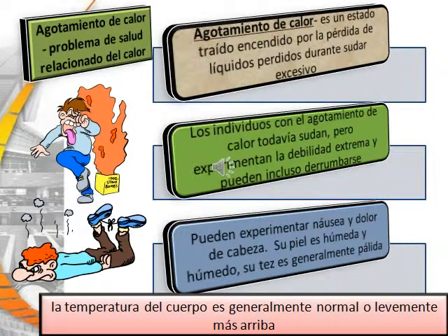Heat exhaustion is a state brought on by the loss of fluids caused by excessive sweating. Individuals with heat exhaustion still sweat, but they experience extreme weakness and may even collapse. They may experience nausea and a headache. Their skin is clammy and moist. Their complexion is usually pale. The body temperature can be normal or slightly higher.